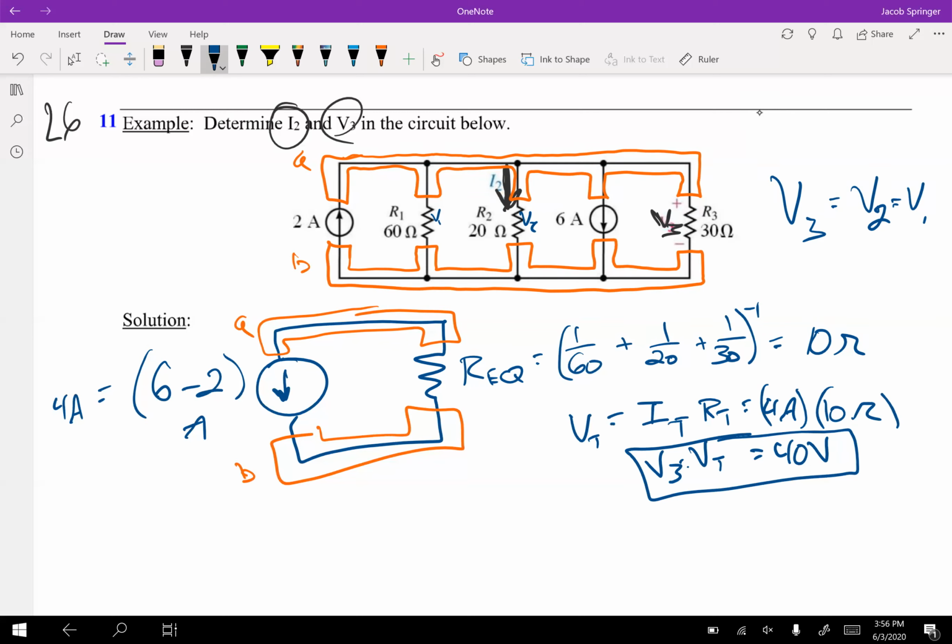Now for the other part, solving for I2. What's happened here is these 6 minus 2, the 4 amps, is my total amount of current that's being divided. And it's dividing itself into 3 different resistors. So to be clear, I have 3 resistors here, and then there's 4 amps going down. And it's dividing up, I'll put it in light blue, here, here, and here.